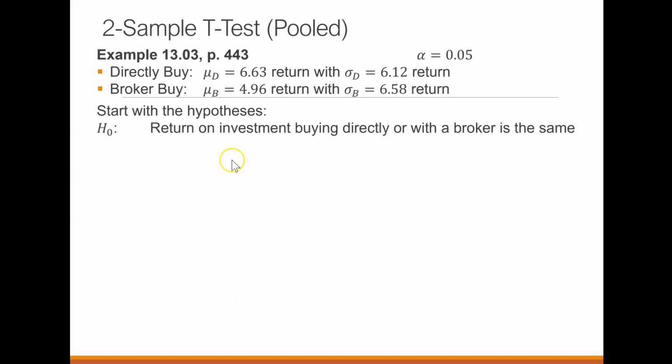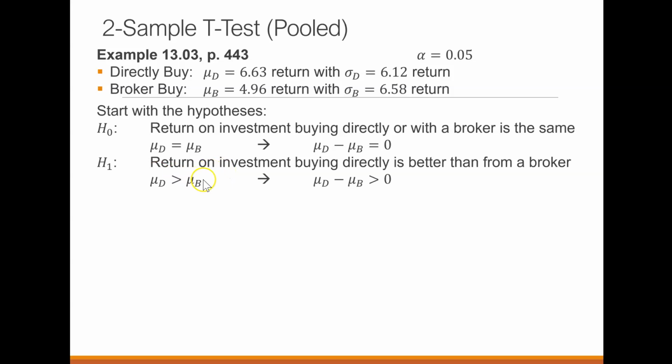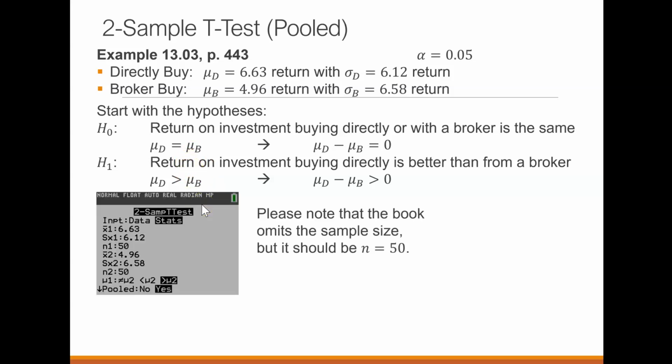So we start with our hypothesis that they are different, that we can do better by buying directly. So our null is that they're the same, right? And the alternative, the one that we're going to be looking at, is that we can do better with direct than with the broker. So let's go ahead and set this up.